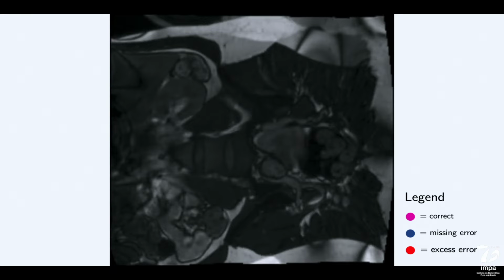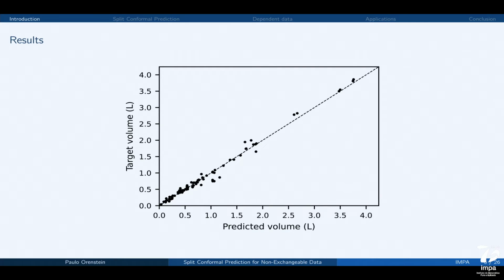In fact, in terms of volume estimation, we can see here, every point here is one exam. So these are test exams.